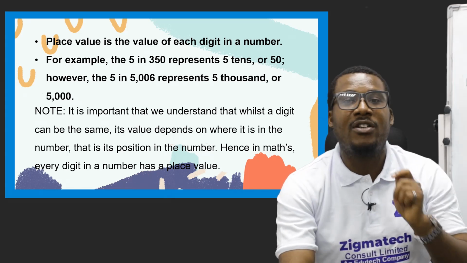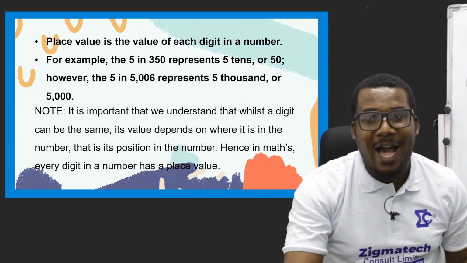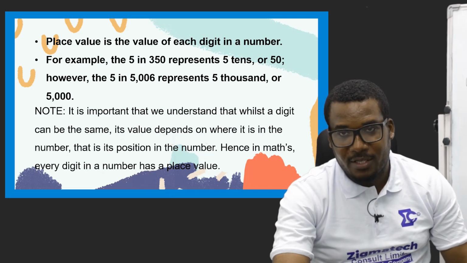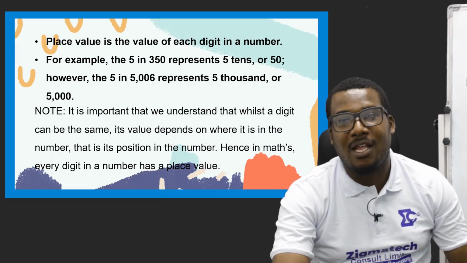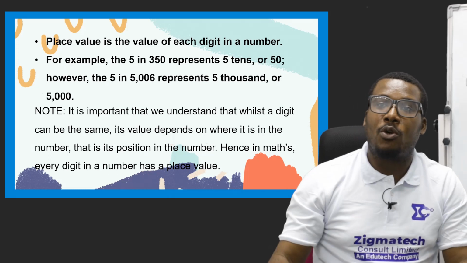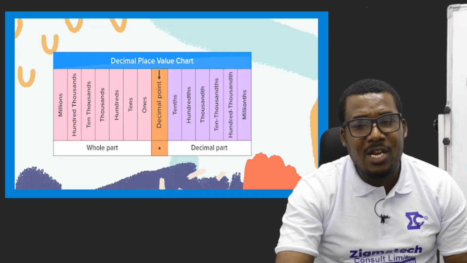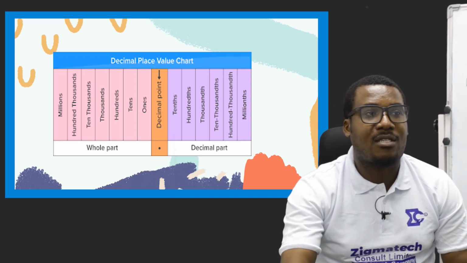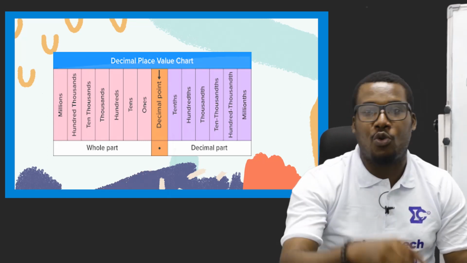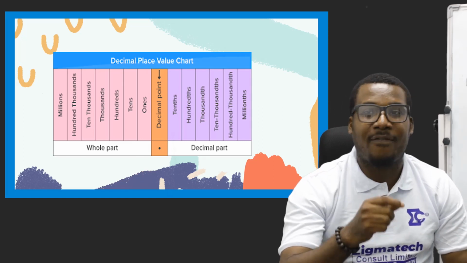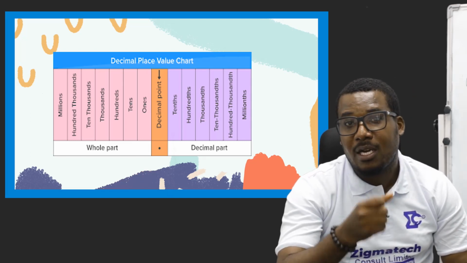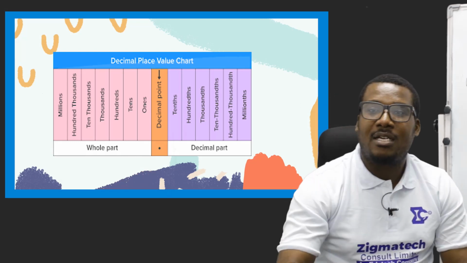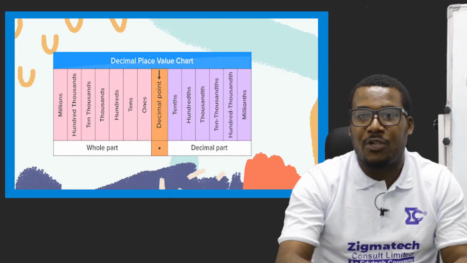Hence, in mathematics, every digit in a number has a place value. Every digit. There is none that is different. Even down to the highest level. In this case, we'll see up to millions and even billions. But the thing is, it goes as far as you can go. As long as that number is a feasible, countable number, that number has a place in the value system.